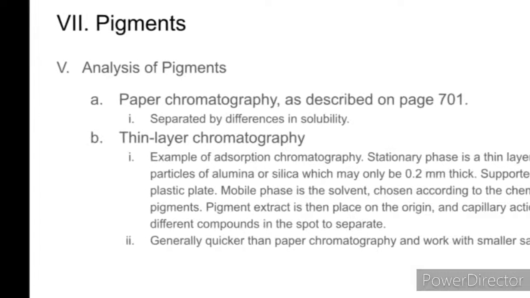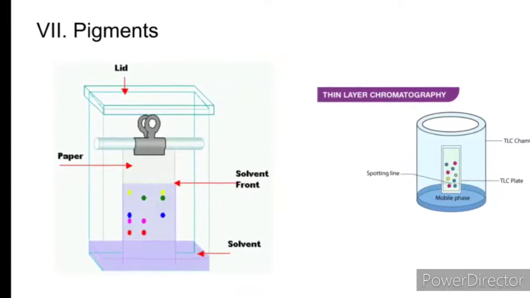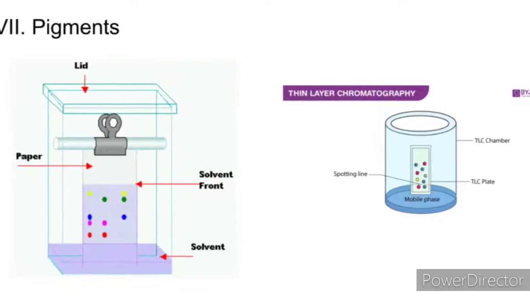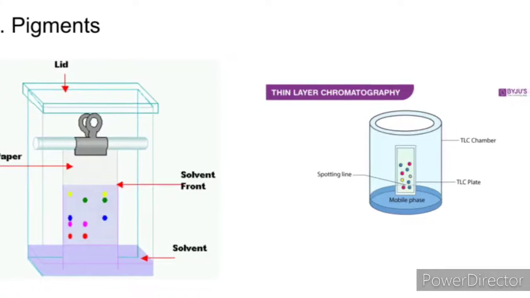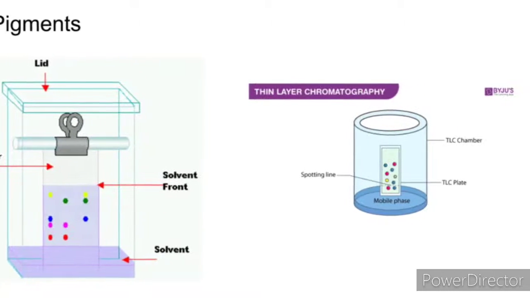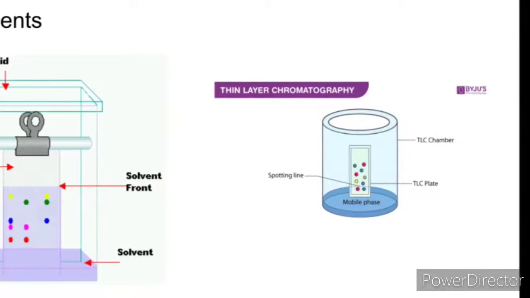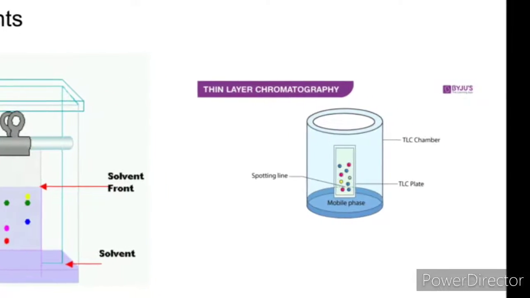better and more useful. On the left, you're going to see an example of paper chromatography, where the paper is going to be submerged in the solvent, and then the pigments are displayed on the paper. And then on the right, it's going to be an example of thin layer chromatography, where the mobile phase is going to be the solvent, which is going to depend on the different pigments, and then the pigments are displayed as well.